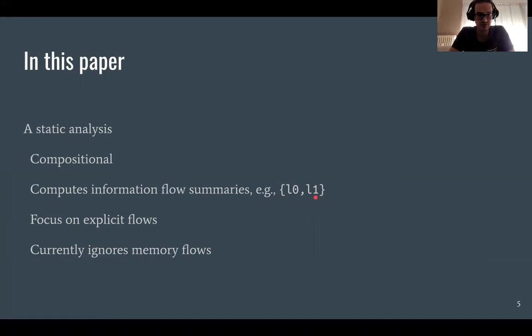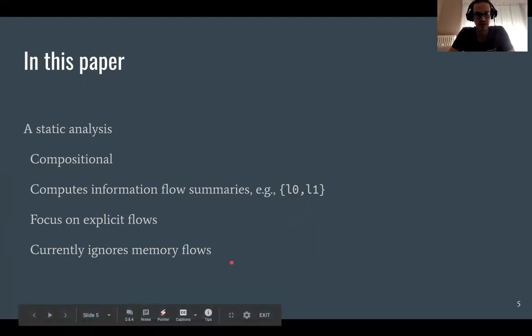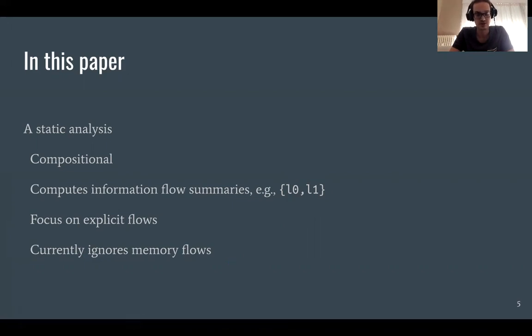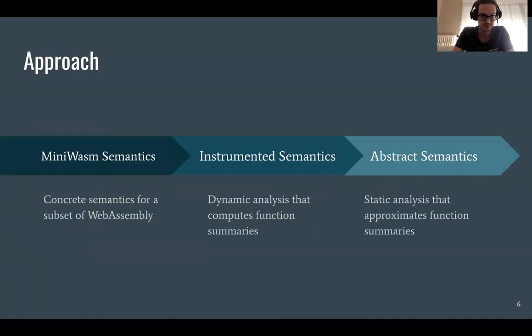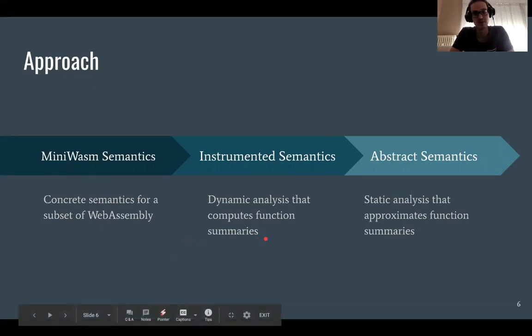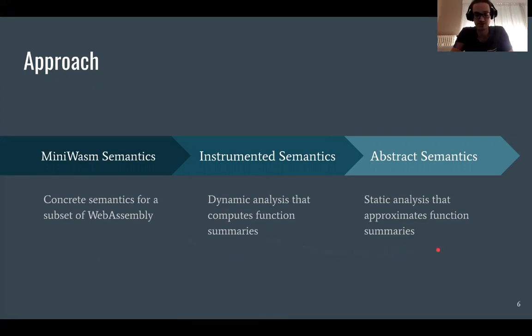As is usually the case, we focus here on explicit flows, and a limitation of our approach is that we ignore memory flows. This is an unsound assumption that we make, but it didn't result in any unsound summaries in our evaluation. So our approach is the following. In the paper, we first present mini-WASM. This is a trimmed-down version of WebAssembly that we made so that it's easy to design, formalize, and present analyses for WebAssembly. We then instrumented these semantics to obtain a dynamic analysis to compute the function summaries that we want, and then we abstract the semantics to obtain our static analysis to approximate these summaries.